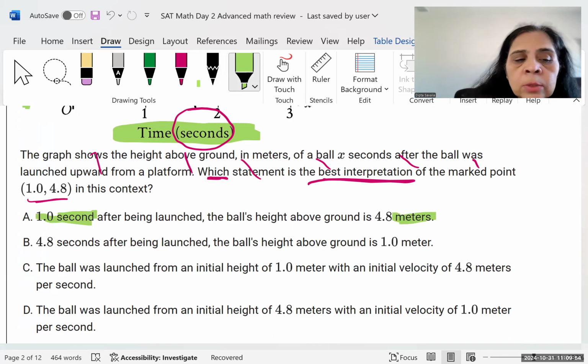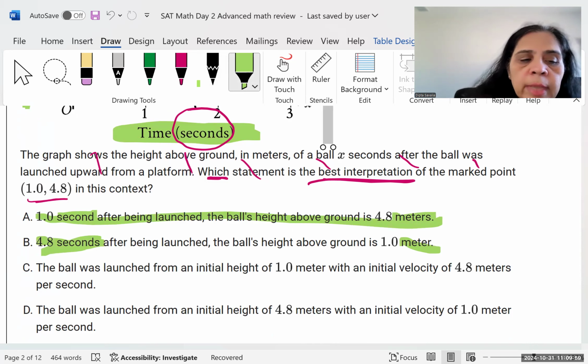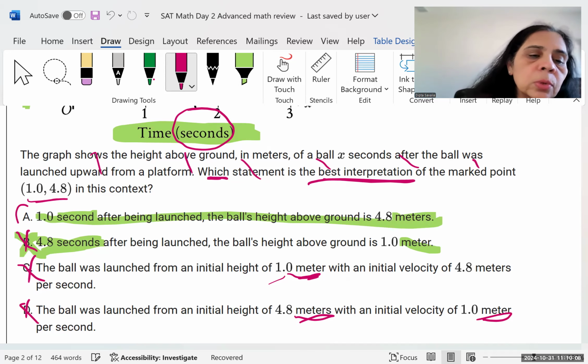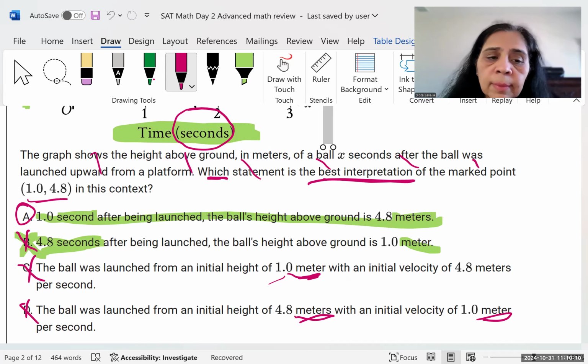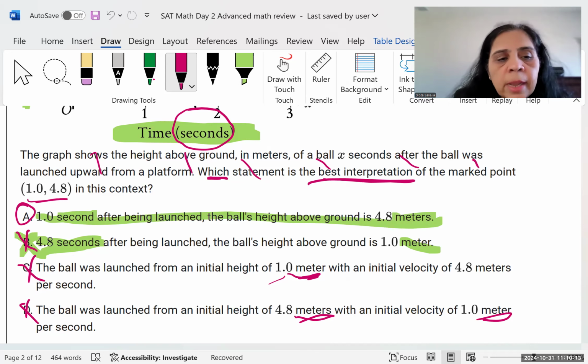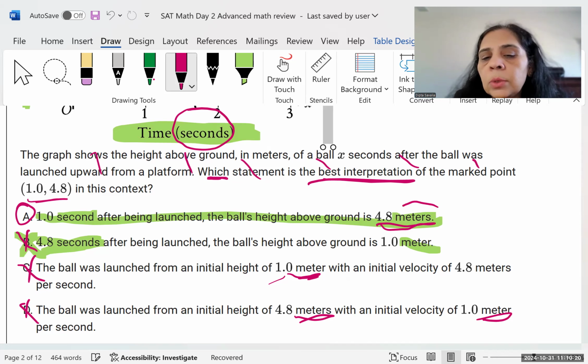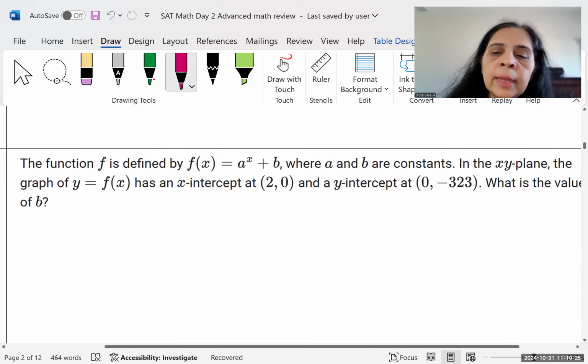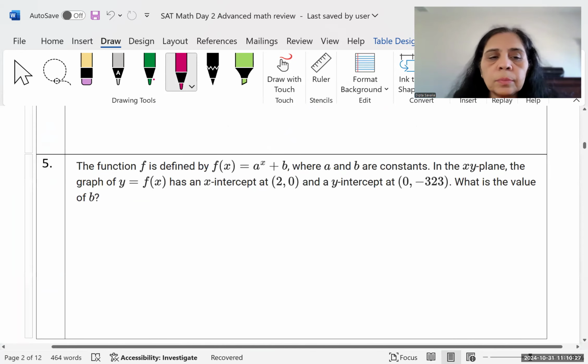So let's check this option here. See, you can check. That's not seconds. That's definitely not the answer. Here, meters, not an answer. Here, both are meters. That's not the answer. Also, you can eliminate like that. And that's it. And that makes sense as well. 1.0 second after being launched, the ball's height above ground is 4.8 meters. So you match the units. That's it.